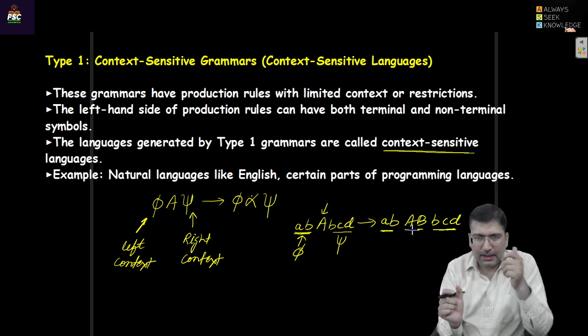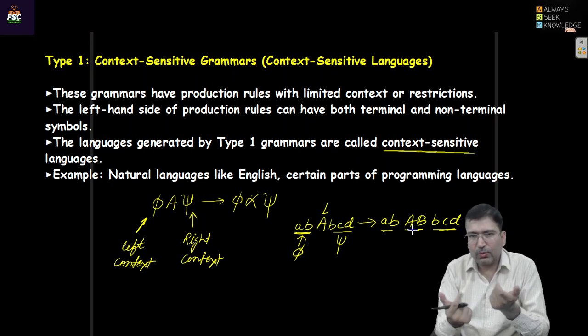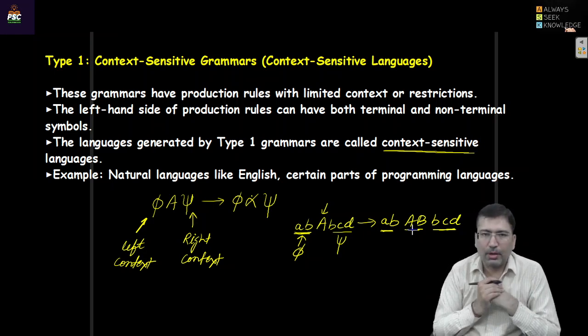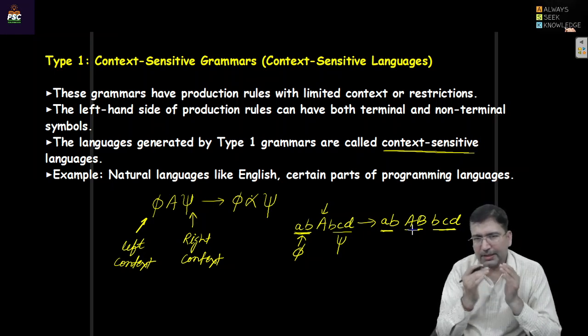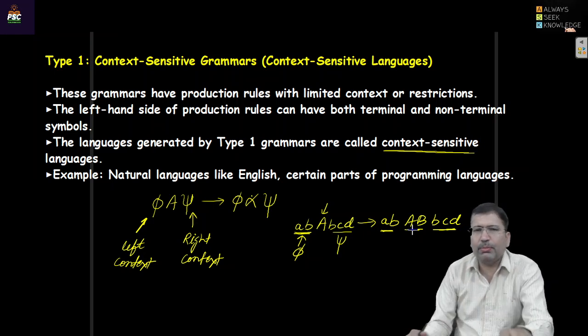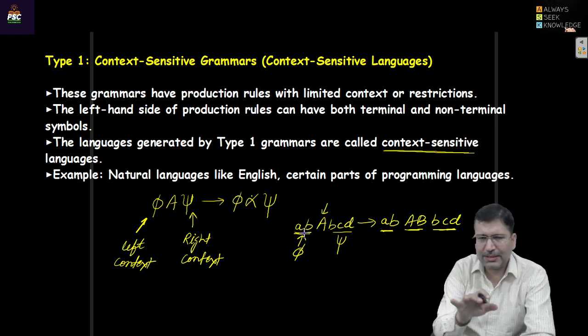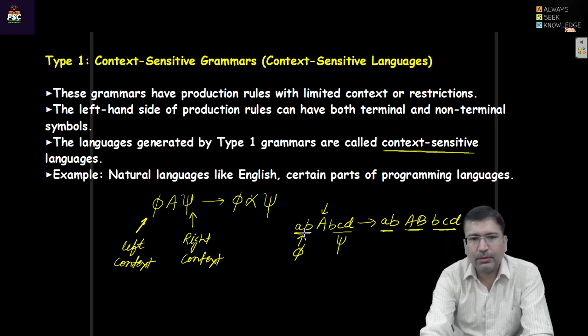So if the context is alive at both the sides, we consider this production rule as a context sensitive kind of production rule. In context sensitive grammar, such production rules will be there. We will discuss later on in detail. I hope this gives you a little bit of clarity.